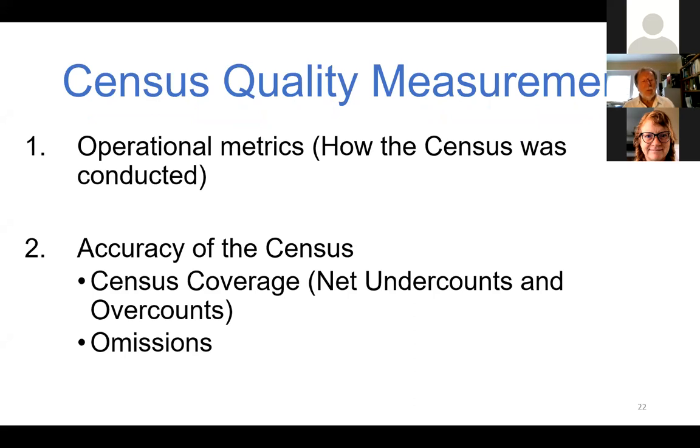One is called census coverage. Coverage is used to reflect both net undercounts and net overcounts. And the second concept or term is omissions. Net undercounts may sound like the same thing as omissions, but it's not. So go to the next slide, please.